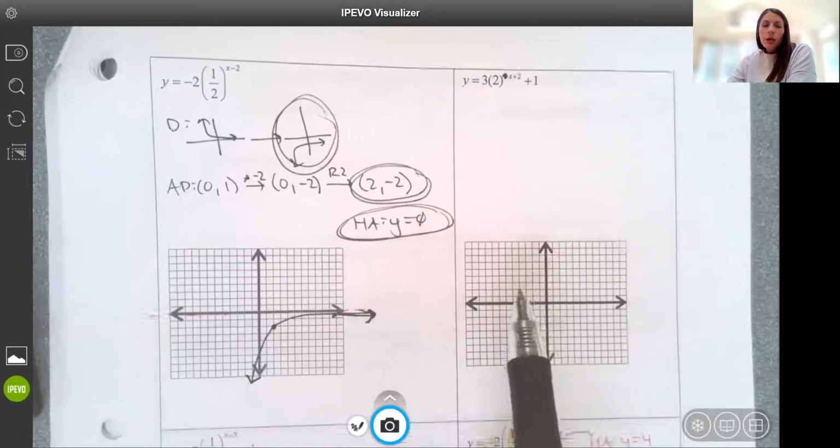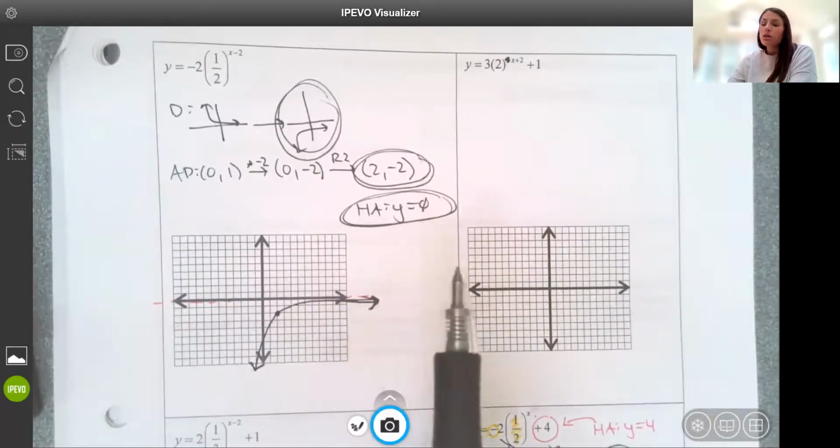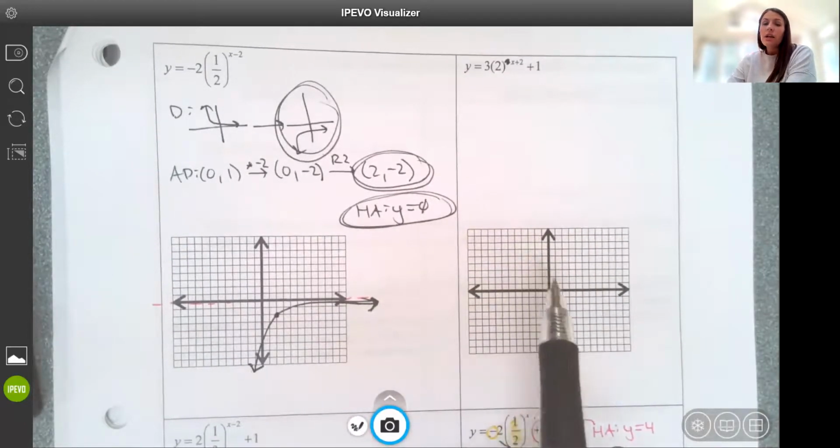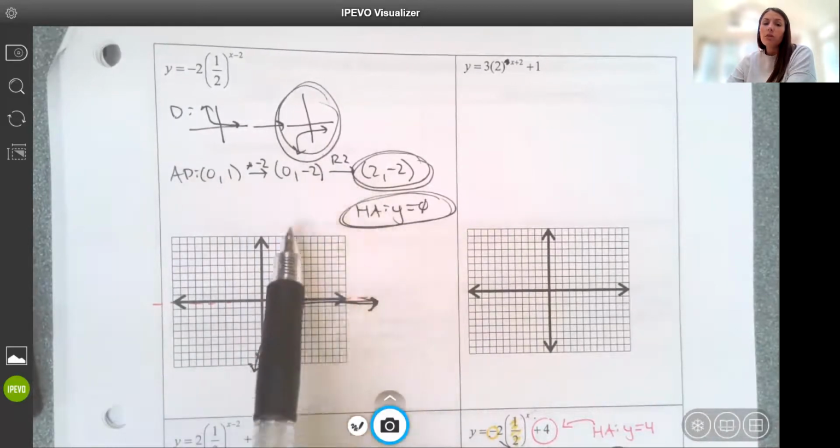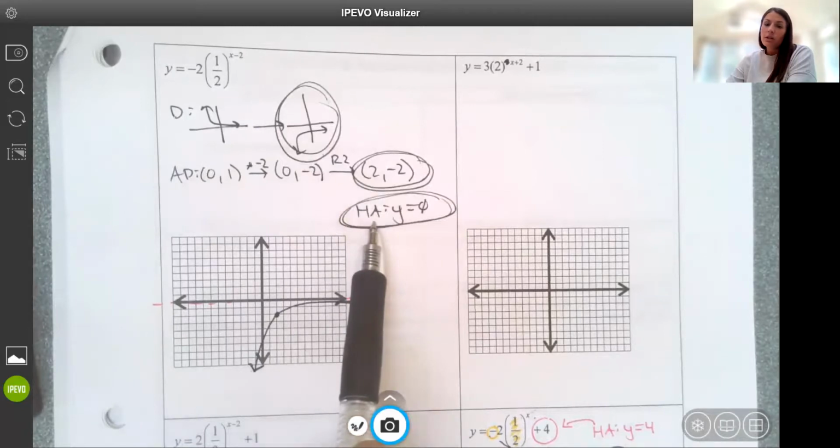So I want you to now pause the video again and try to complete these next 2 graphs. Again, make sure you're including all the details. What's the shape? How's the anchor point moving? And did the asymptote move at all, or is it still y equals 0?